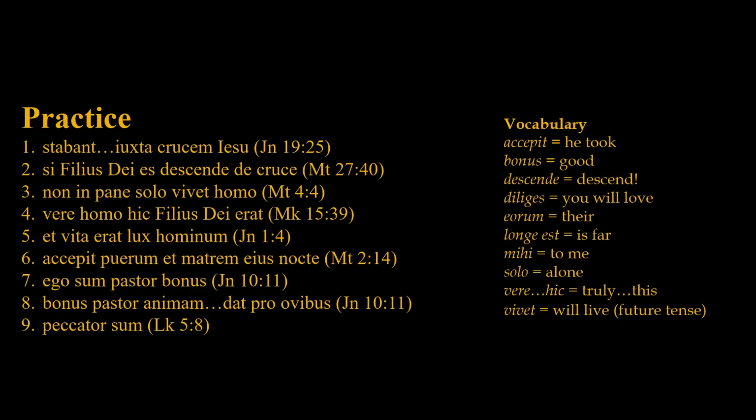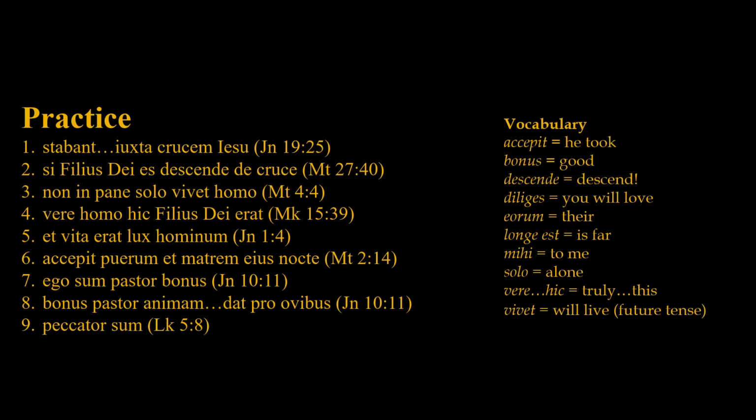Okay, number 8. Bonus pastor animam dat pro ovibus. Okay, so let's start with the verb dat. Dare, first conjugation verb, dat. He, she, it gives. Who gives? The bonus pastor. So the good pastor, the good shepherd gives. So what does the good shepherd give? Animam, soul, or his soul. I think it's sort of understood. So the good pastor gives a soul, I think we would translate that, his soul, pro ovibus.